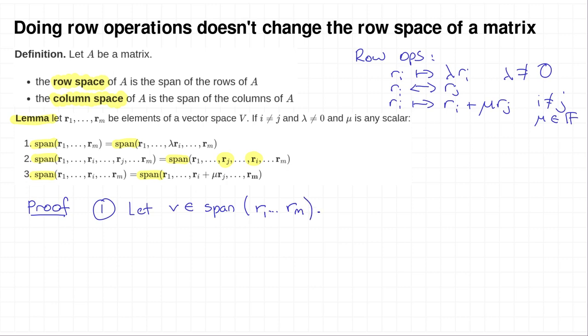The definition of the span is that it is the set of all linear combinations of R1 up to Rm. So we can write V as lambda1 times R1 plus and so on up to lambda i times Ri and then up to lambda m times Rm, where the lambdas here are just some elements of the field. So some scalars.